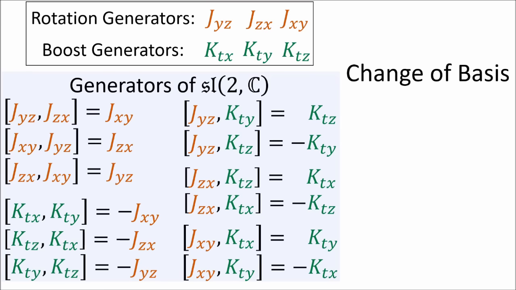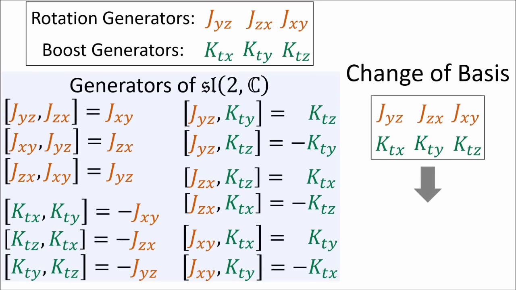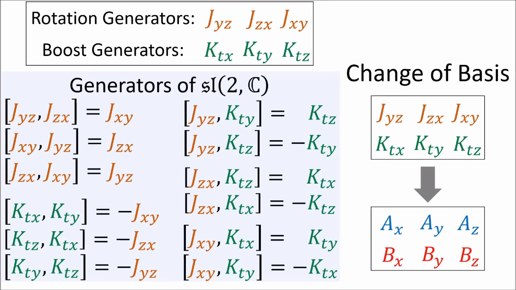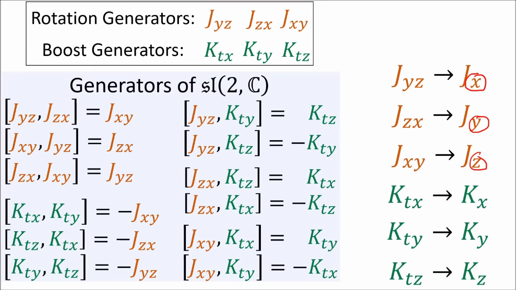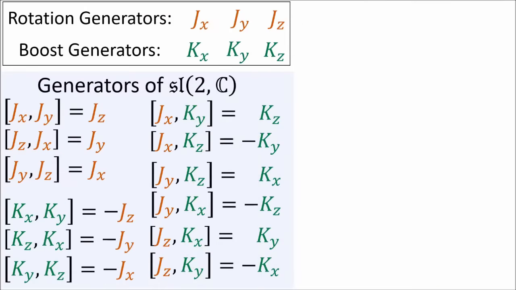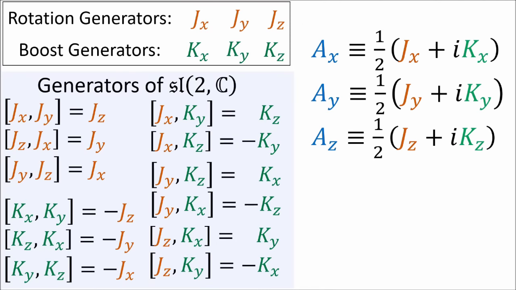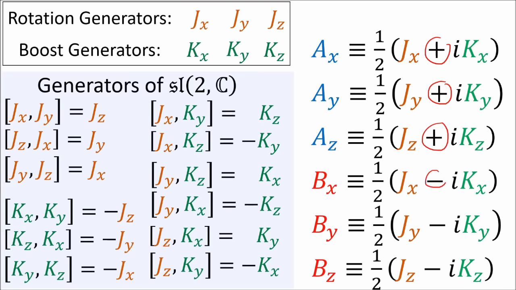Now I'm going to define a change of basis to the generators that I'm calling A's and B's. I'm going to rewrite the J generators using the axis they rotate around, instead of the plane they rotate in, and I'm going to drop the time T index from the K generators. Now I'm going to define the A generators as (J plus iK)/2, and the B generators as (J minus iK)/2, where I've matched the indices of the J's and K's in each formula.